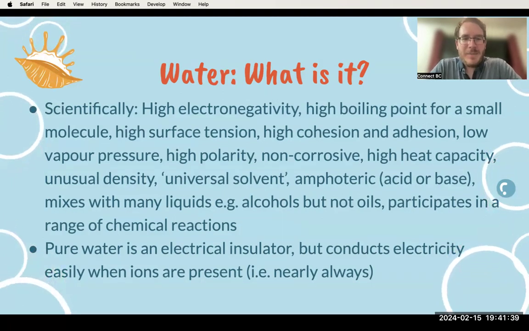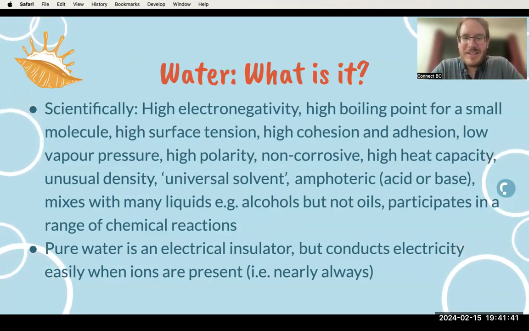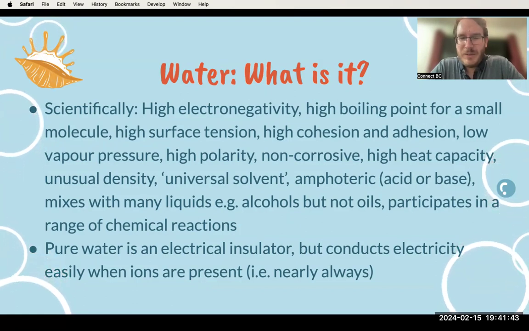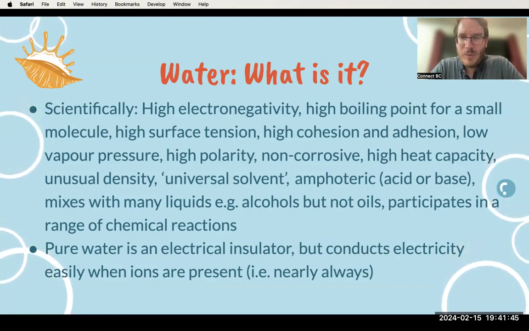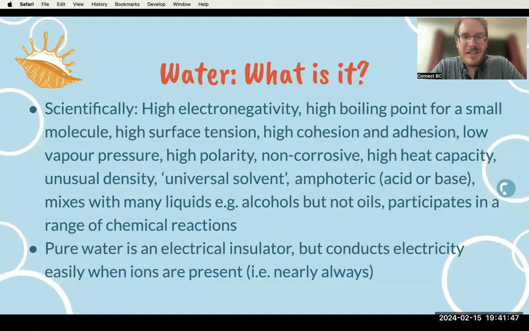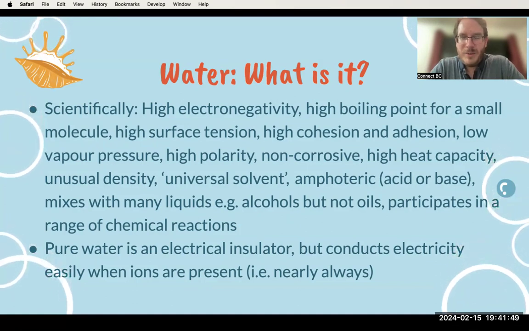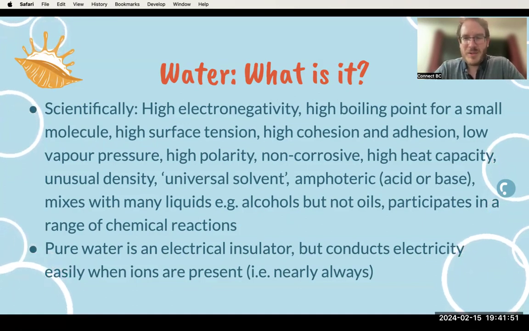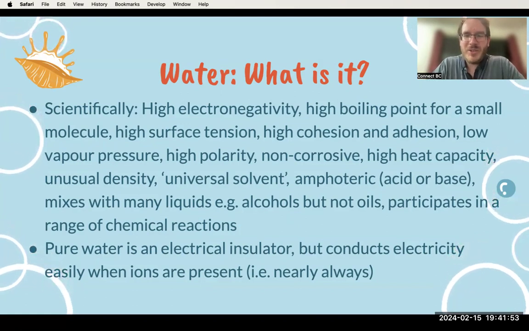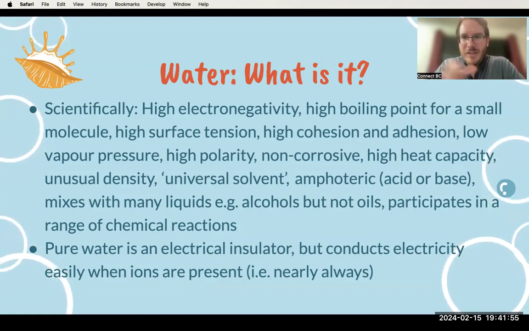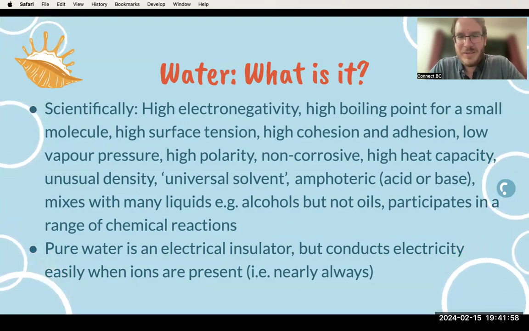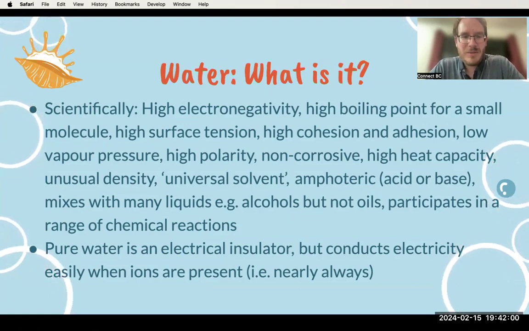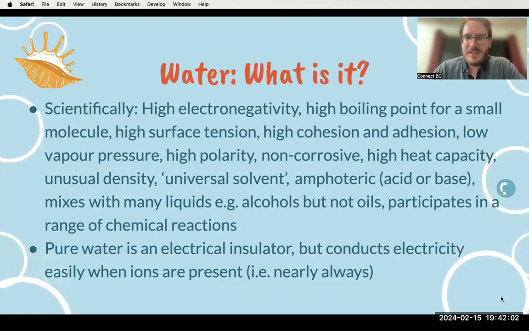And also, interestingly, pure water is an electrical insulator. We tend to think of water as conducting electricity, but pure water does not. It's only when ions are present, which is nearly always, that it then becomes an electrical conductor. And so if you've ever looked at the side of your bottled water, it's got a list of all those minerals in there. Those minerals are what helps the water to conduct electricity.